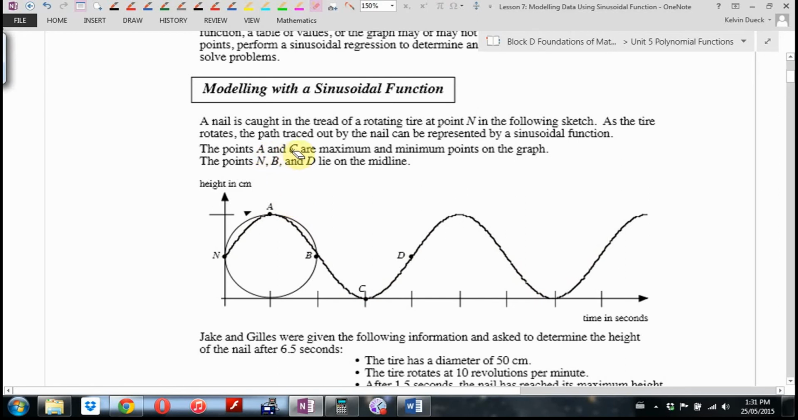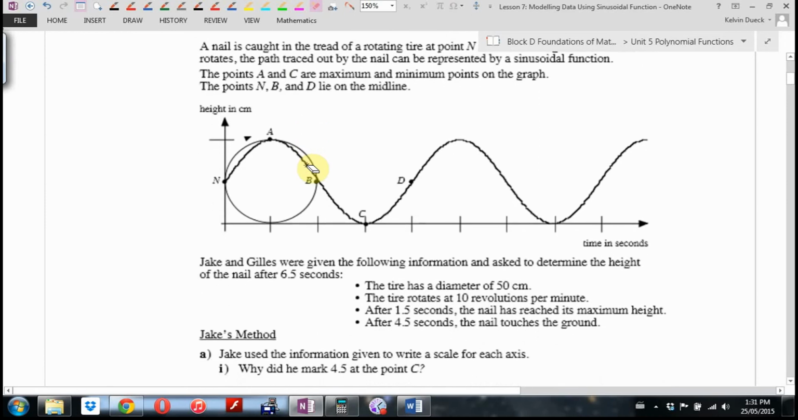It says the points A and C are the maximum and minimum points. N, B, and D lie on the midline. We're going to try and fill in some of these coordinates and then use that to enter it in our stat feature and then use sinusoidal regression to get the equation. Use the software.